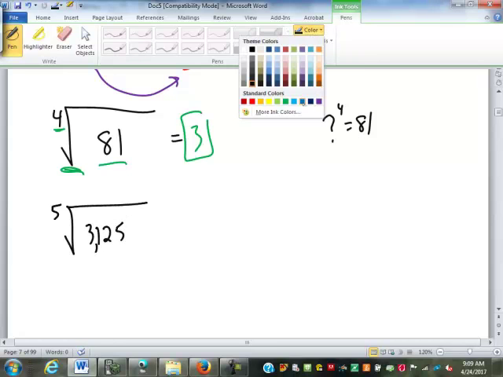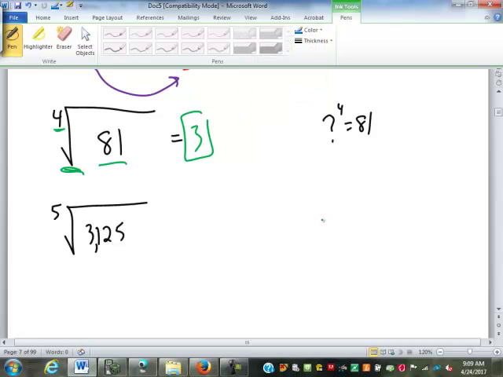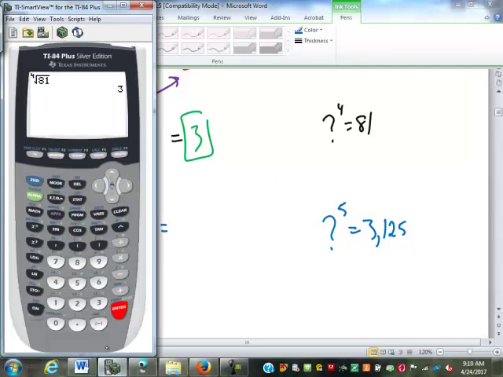So what's this asking? Exactly. What number to the fifth power is 3,125? How do we find it? We have to do a fifth root. 5, I got to go into my roots. 3125. We've done this one the other way enough, we should know that that is 5 to the fifth power.